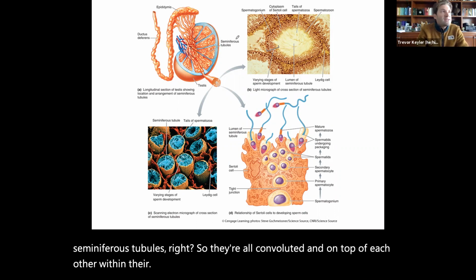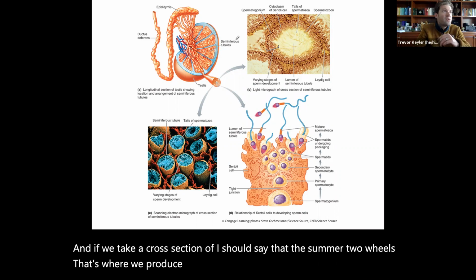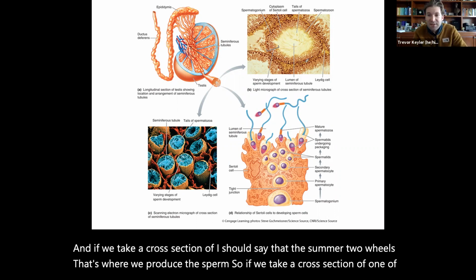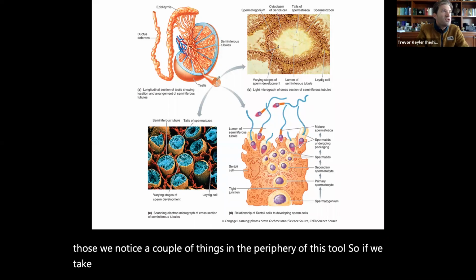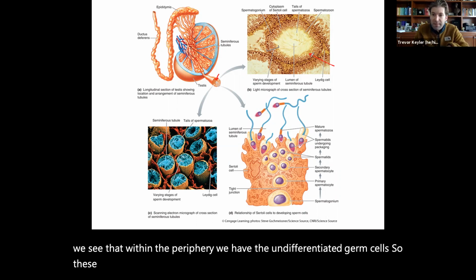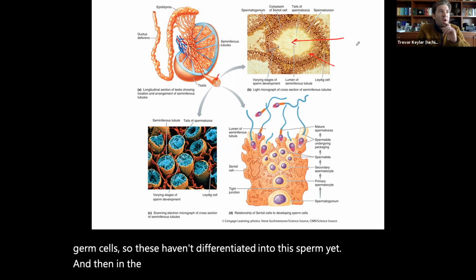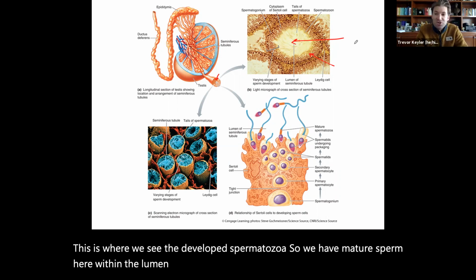And I should say that the seminiferous tubules, that's where we produce the sperm. Okay, so if we take a cross section of one of those, we notice a couple things. In the periphery of this tubule, we have the undifferentiated germ cells. So these haven't differentiated into the sperm yet. Okay, and then in the center, this is where we see the developed spermatozoa. So we have mature sperm here within the lumen of the seminiferous tubules.